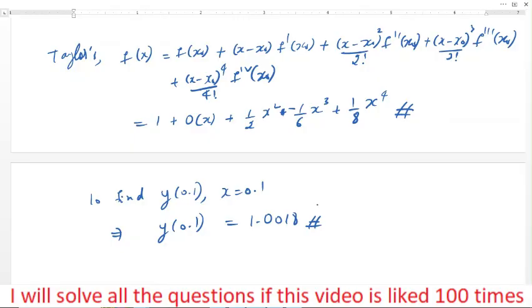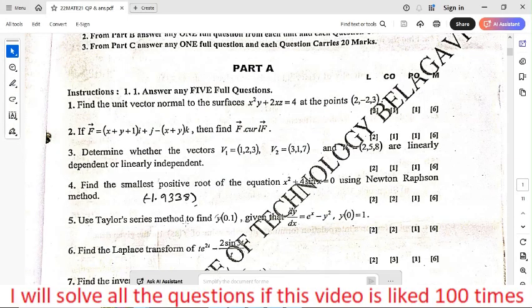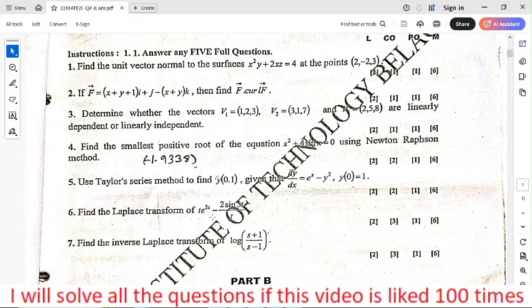Quickly, we'll go to the next question here, students. The next question says that Laplace transform of t e raised to 2t minus 2 sine 3t divided by t. One by one, we use the Laplace transform. First, we'll use on this t e raised to 2t, and then we'll apply the Laplace transform on this side.